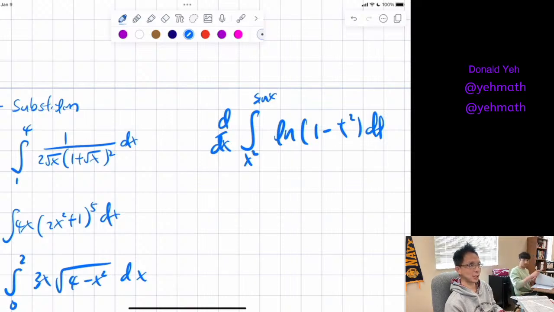Yes, Sean, it's G of T. Good job. G of T is equal to what? The 1 minus t squared. No. ln of 1 minus t squared. I don't care what the function is, because I'm taking the integral, I'm not taking the derivative. It's going to go back to the same thing.